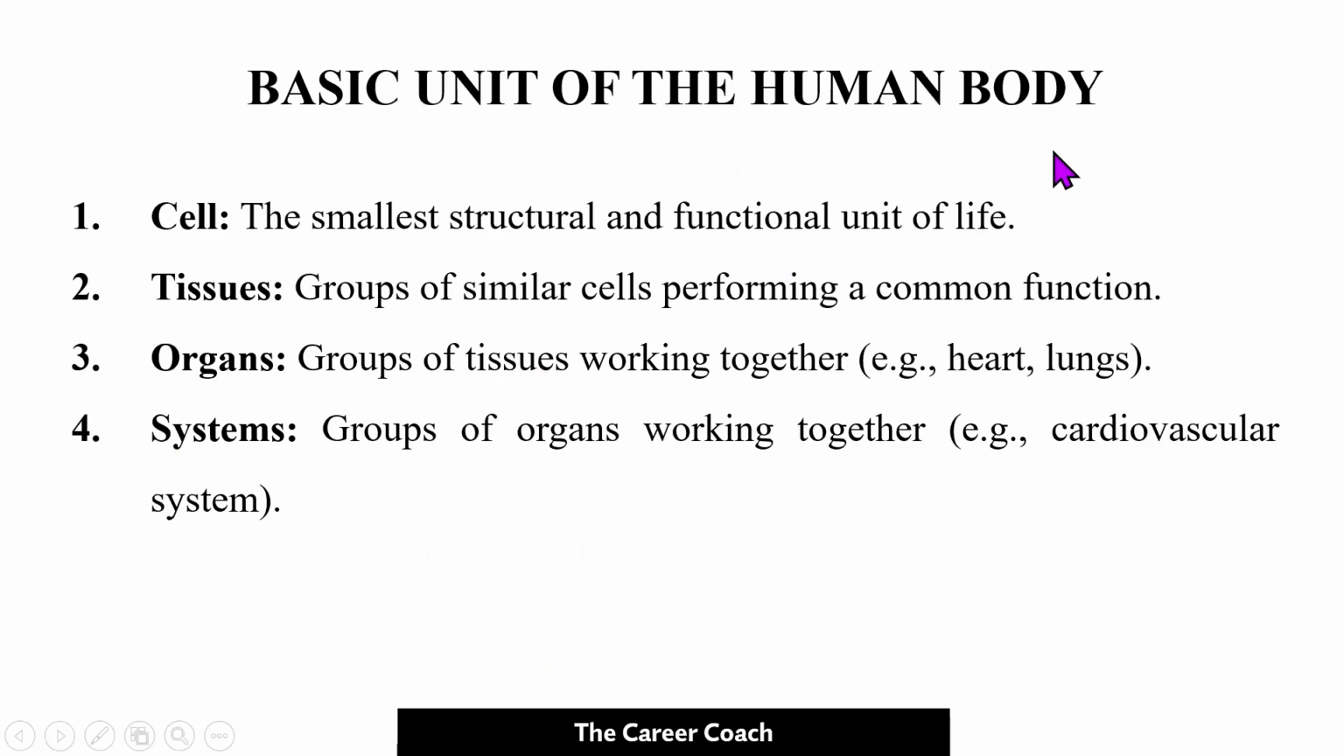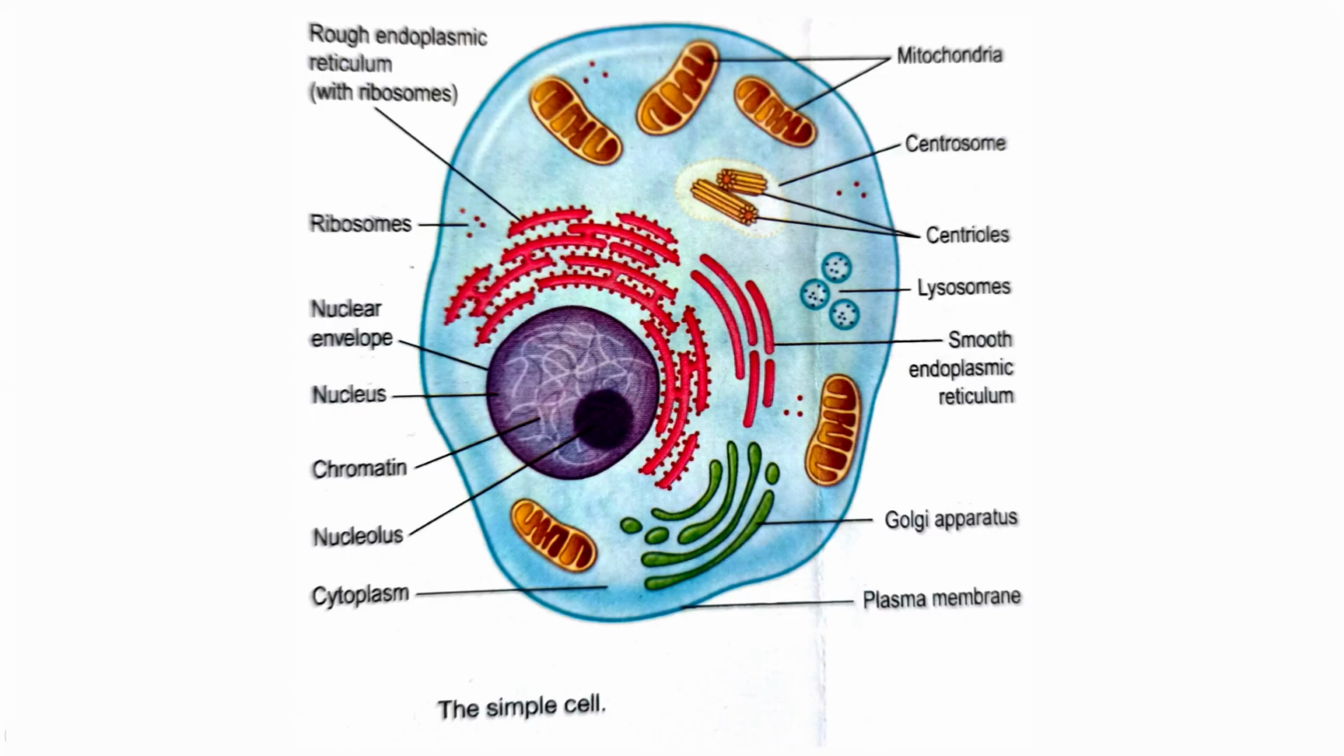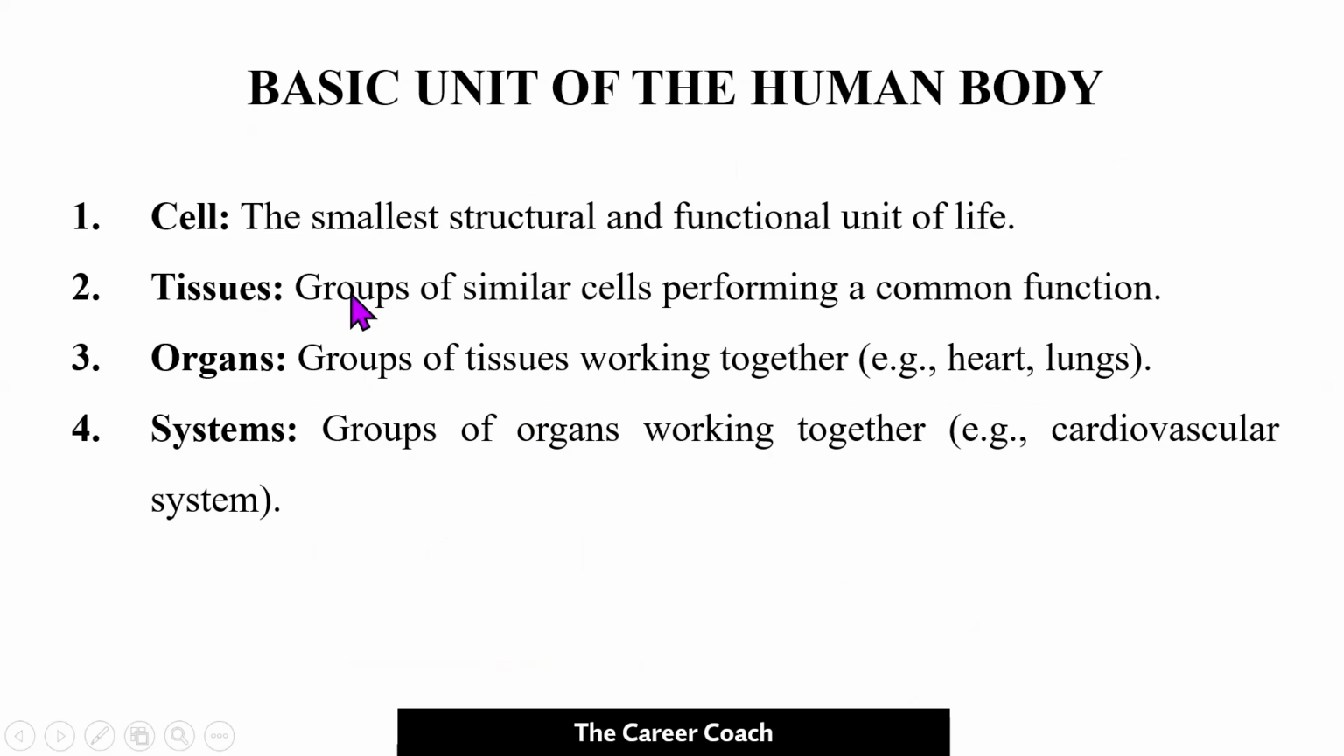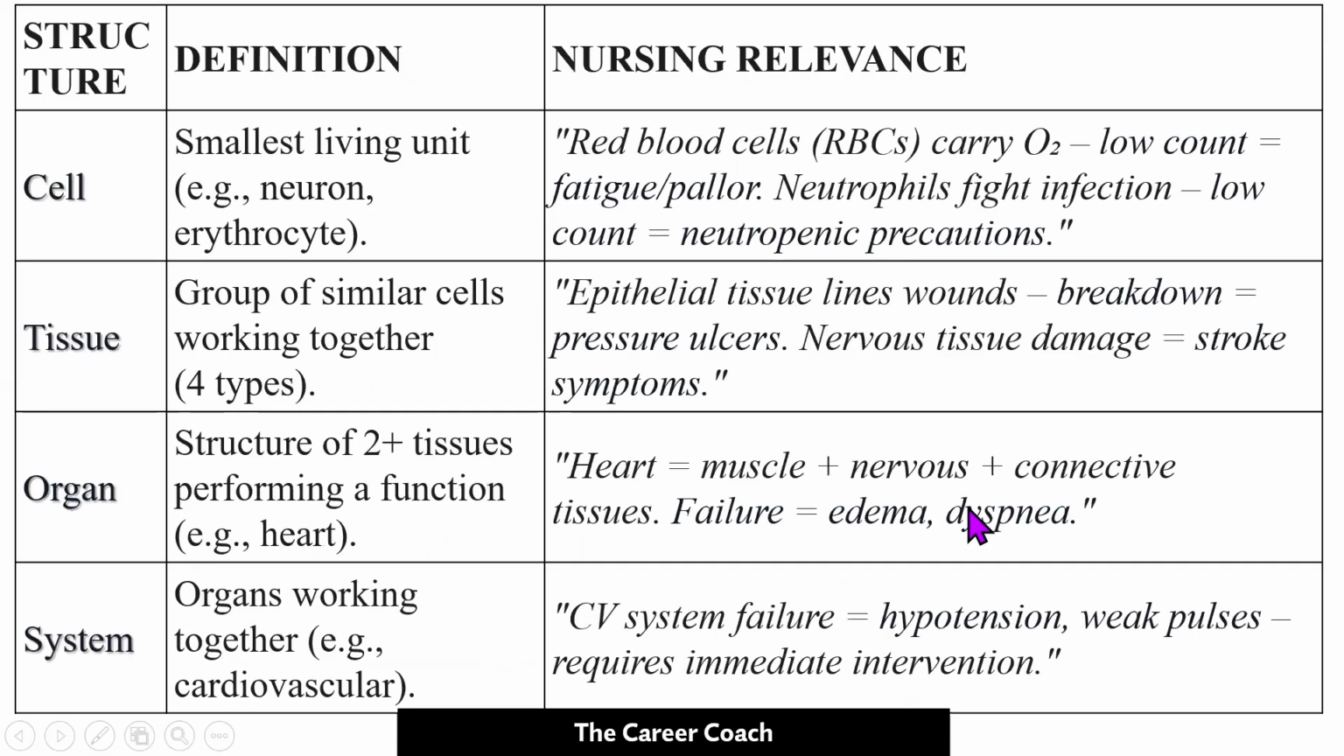Basic units of the human body. The basic units of the human body include cell, tissue, organ and system. A cell is the smallest structural and functional unit of life. A tissue is a group of similar cells performing a common function. An organ is a group of tissues working together. Example is the heart or lung. A system is a group of organs working together. Example is the cardiovascular system.